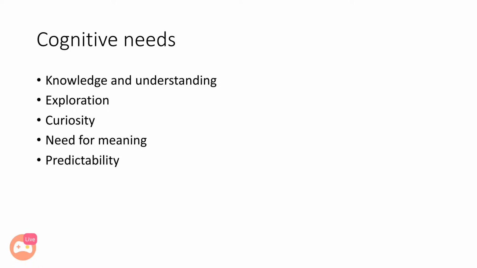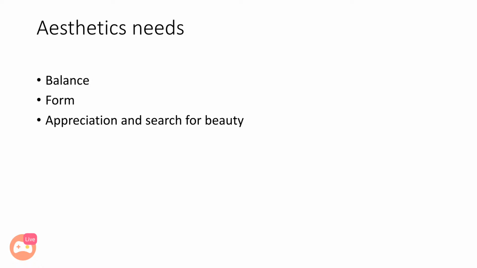And then there are aesthetic needs. Aesthetics simply means the needs that are satisfied by beauty. For example, balance, form, appreciation, and search for beauty. These are aesthetic needs. Balance, what do you mean by balance? When things are in proper order. If the colors are balanced, black and white, bright and dark. Then form, what kind of form it is, whether it is following phi or the golden ratio or not, or what is happening there, right?